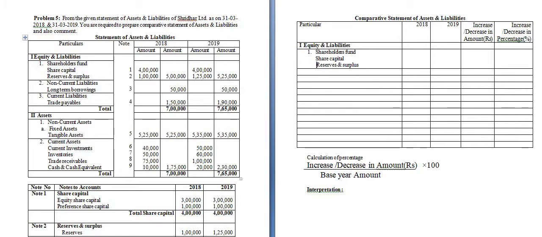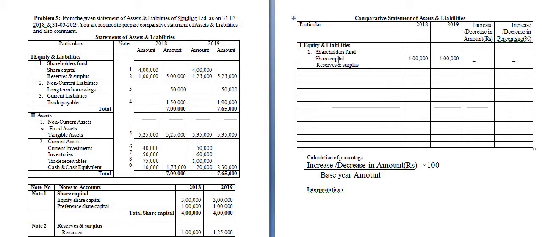So write here amount of share capital first in 2018 column, that is in base year column, 4 lakh. Now in 2019, as I said, there is no change in the share capital, so amount of share capital is going to remain same in the year 2019 as well. Now we can check here there is no change in the share capital, so put here a dash, and percentage also put a dash.